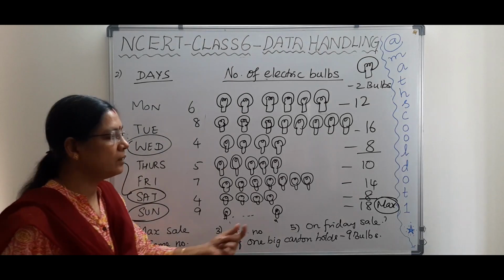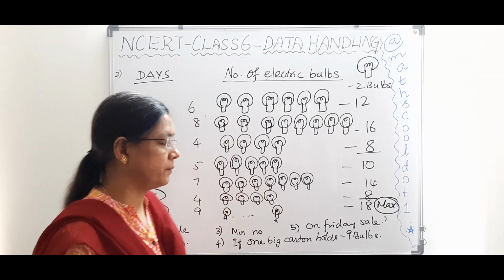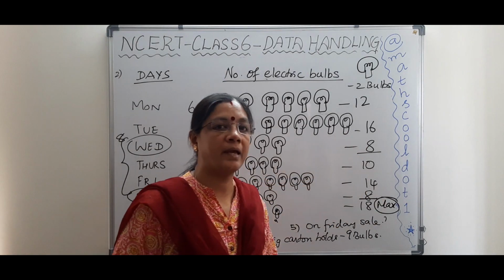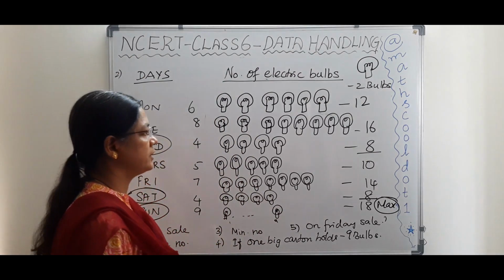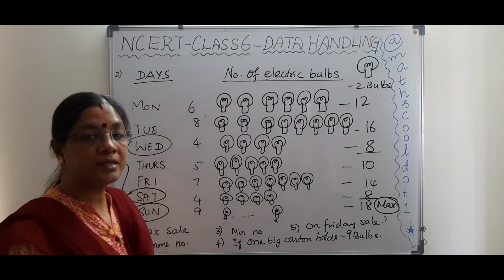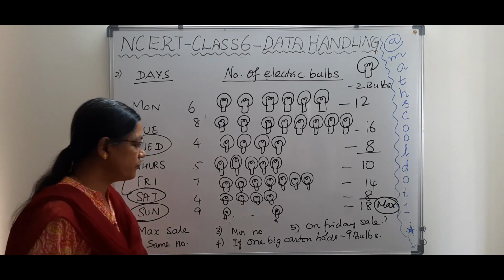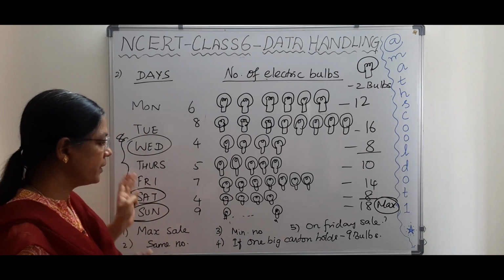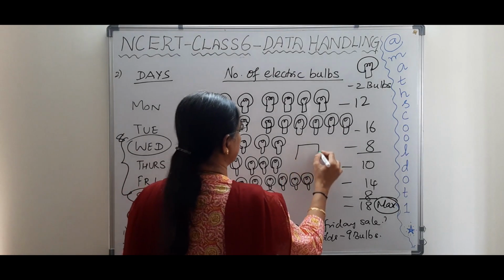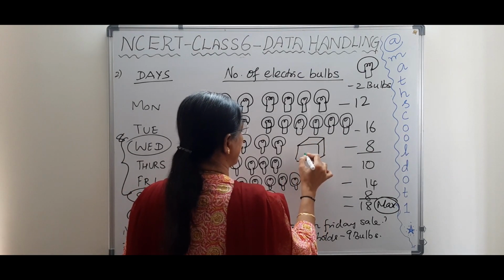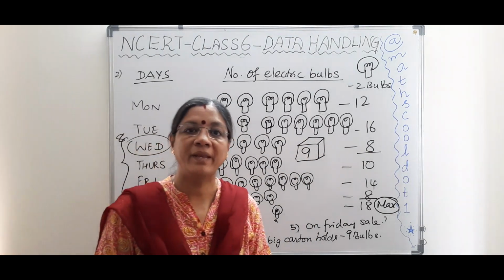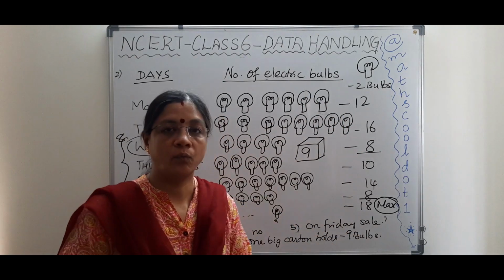The next is, on which day was the minimum number of bulbs sold? It's obviously Wednesday and Saturday, because 8 is the minimum quantity here. So 8 is the answer. That is, on Wednesdays and Saturdays, the minimum number of bulbs were sold. And the fourth question is, just observe, if one big carton can hold 9 bulbs, then how many cartons are required for that particular week?